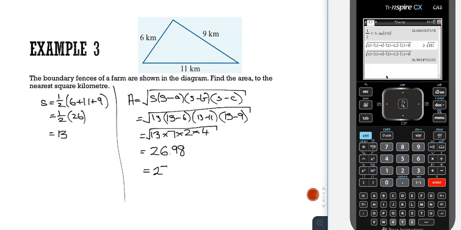I want a decimal value, so I'm writing that as 26.9814. This says to the nearest square kilometer, so I'm going to round that up to 27 kilometers squared. Note my units again, it's an area, so kilometers squared, and red box my answer.